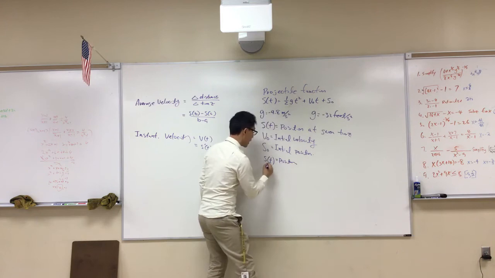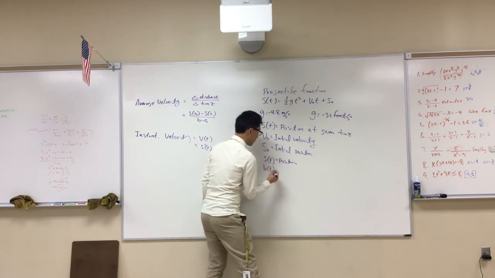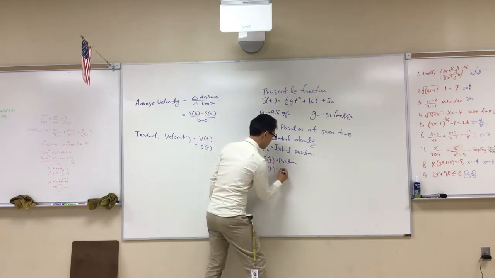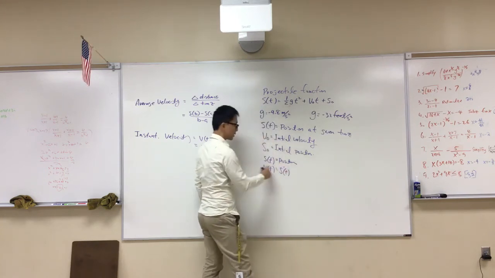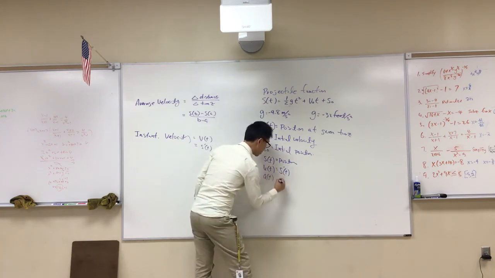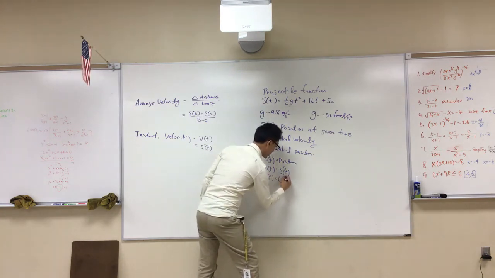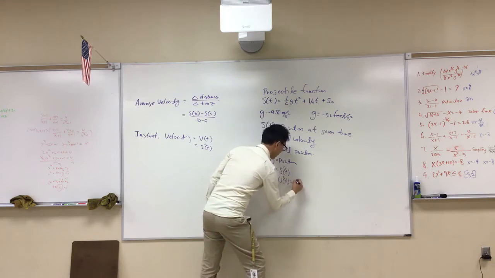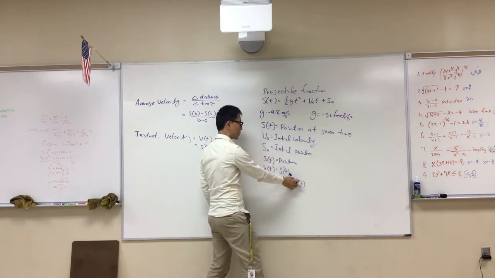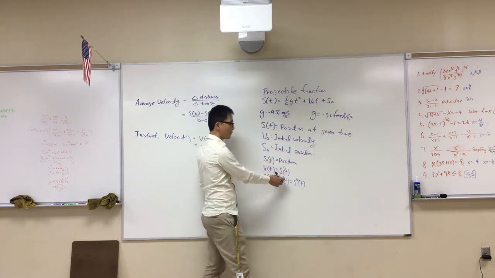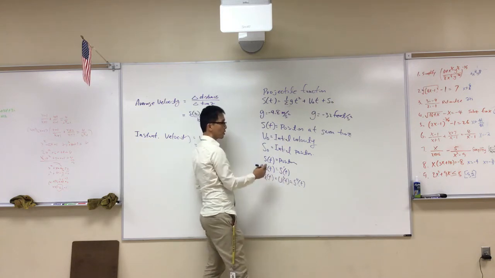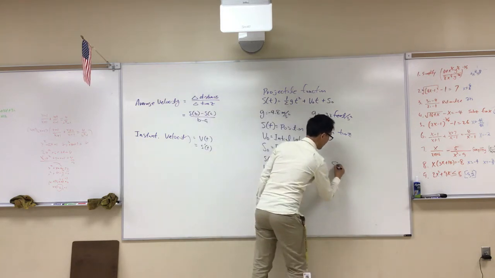But if you have v of t, that is equal to taking the derivative of s of t, which is s prime of t, the same thing as v of t. Or a of t, which is acceleration, is equal to v prime of t, or s double prime of t. That means if I take the derivative of the position function twice, I'm going to get acceleration, or if I take the derivative of velocity once, I get acceleration. So the order is actually S, V, A.